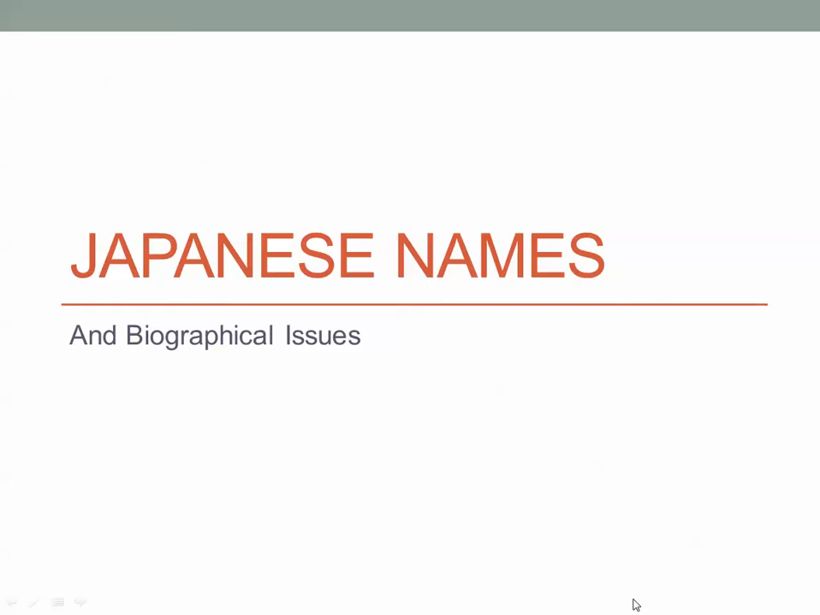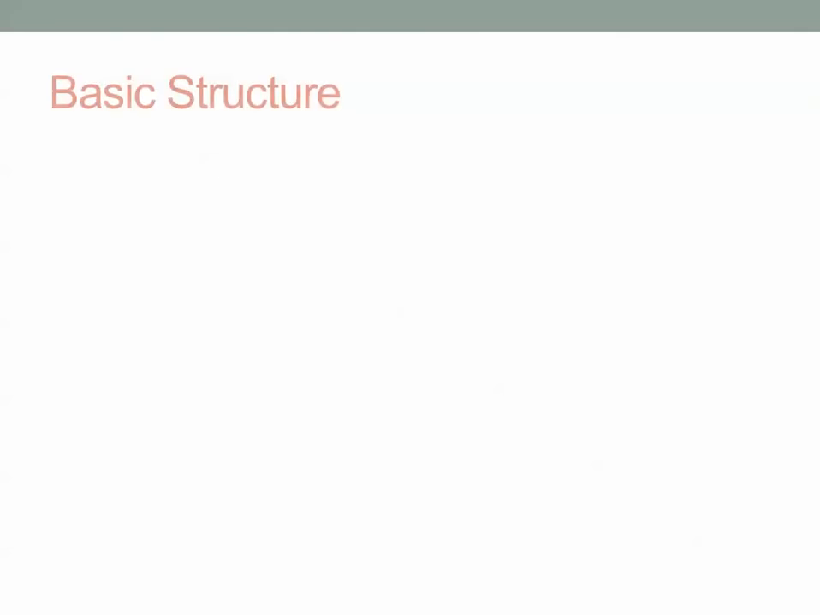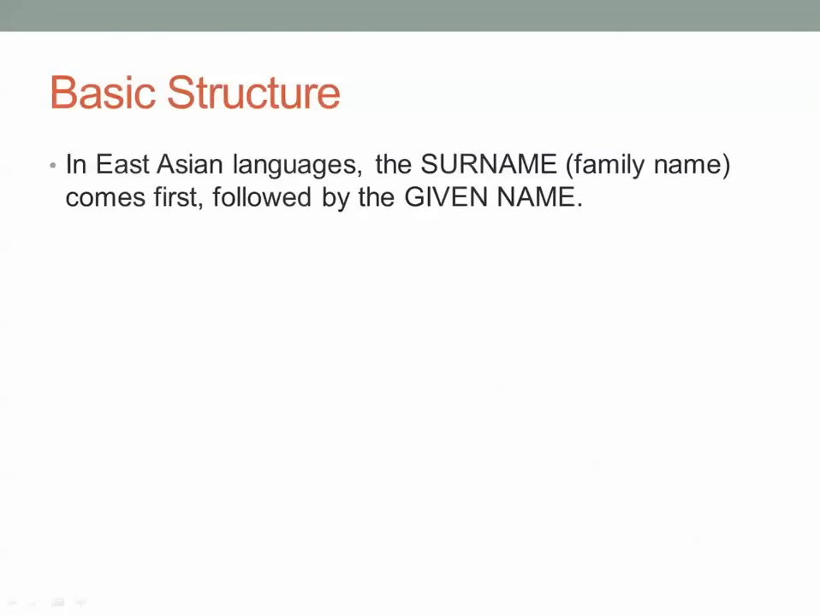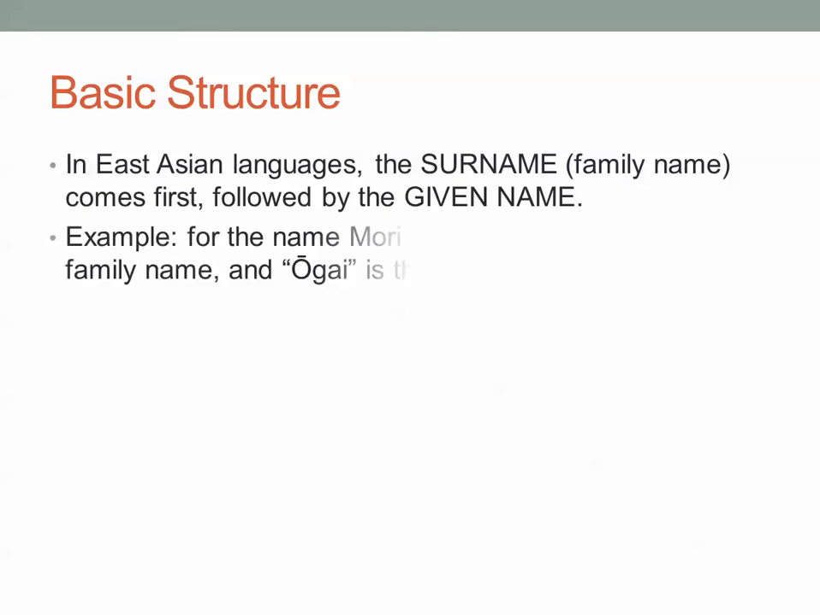This learning module is on Japanese names and biographical issues in Japan. So let's start with names. In East Asian languages, not just Japanese, but Chinese, Japanese, and Korean, the surname, the family name, comes first, as we've seen in our bibliographies and things like that. And then that name is followed by the given name.